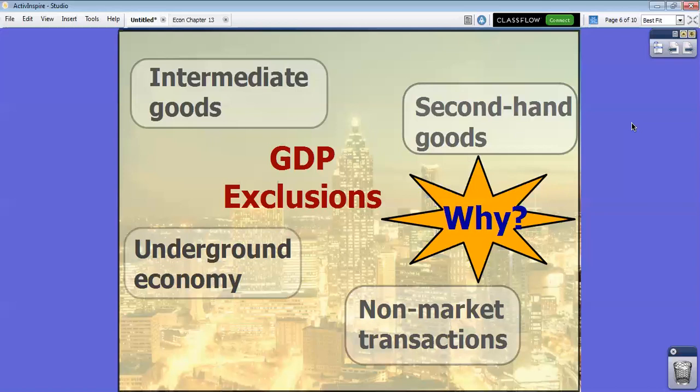So those are our 4 major exclusions, and we want to do this and not include these things because we want the most accurate GDP numbers possible.